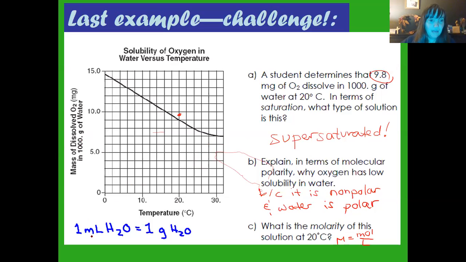Now I put this little helpful hint for you that 1 gram of water equals 1 milliliter. So that means for the denominator of the equation, we do know that it's 1,000 milliliters, which is 1 liter. So that's helpful. But what the heck, how many moles is 9.8 milligrams?